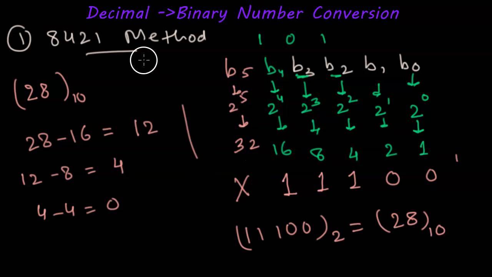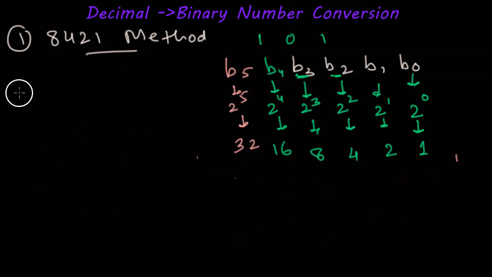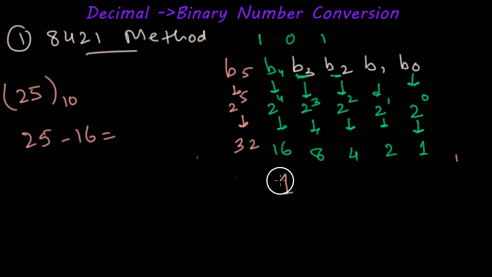Let's take another example and then we can move on to the next method. Let's take an odd number, 25 in its decimal form. Now the closest number to 25 over here, we cannot take 32 because it's more than 25. So we move to 16. So 25 minus 16, we represent 1 over here.